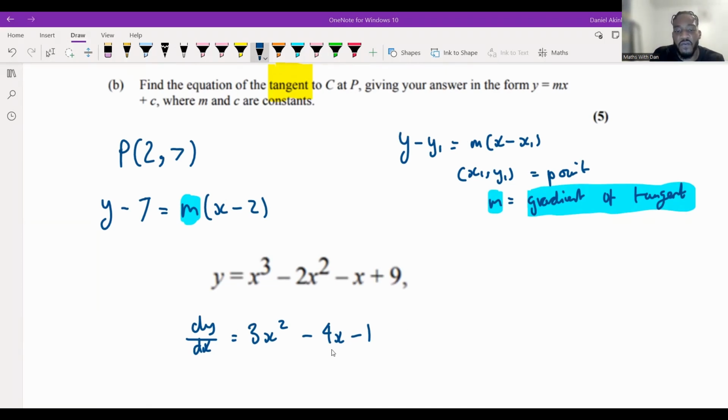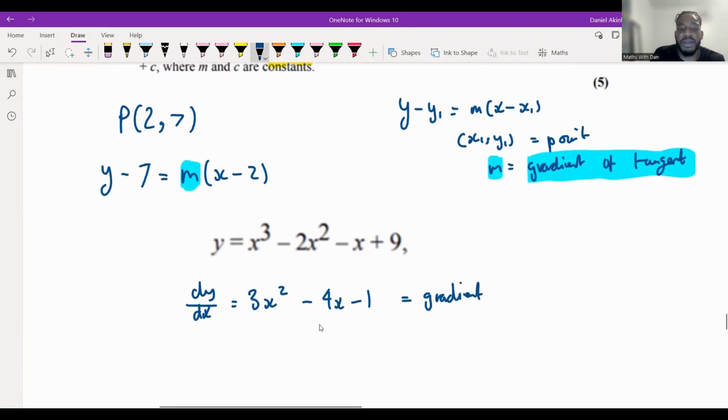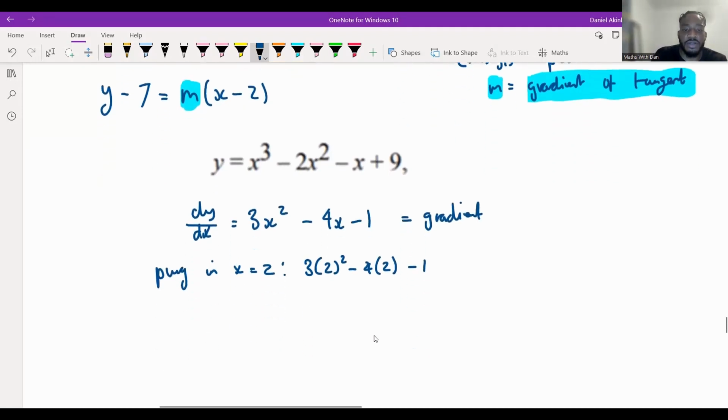Now, because the formula for the gradient, I'll just write gradient here, is in terms of x only, all you need to do is plug in x is equal to 2. Plug in x is equal to 2, right? So if I plug this in here, it's going to be 3 lots of 2 squared minus 4 lots of 2 minus 1. So 2 squared is 4. 4 times 3 is 12. This is minus 8. This is minus 1. So 12 minus 8 is 4. 4 minus 1 is 3.